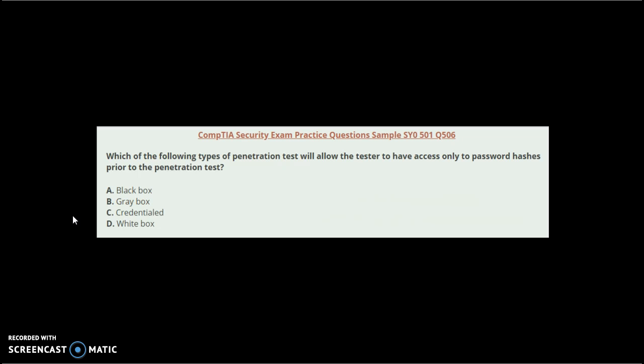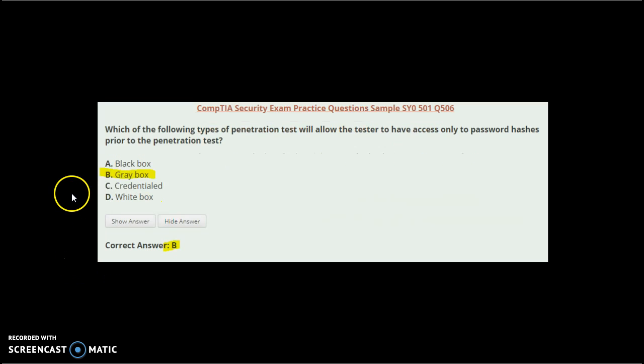Which of the following types of penetration test will allow the tester to have access only to the password hashes prior to the penetration test? See, so they're getting some information, but not all of it, so it can't be white box. White box is everything. Black box is nothing. They're getting some. So what's in the middle of those two colors? B, gray box.